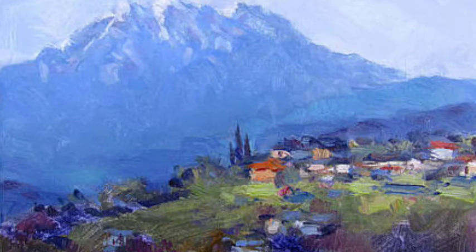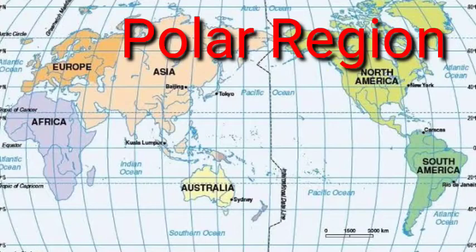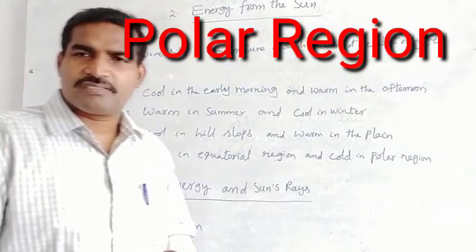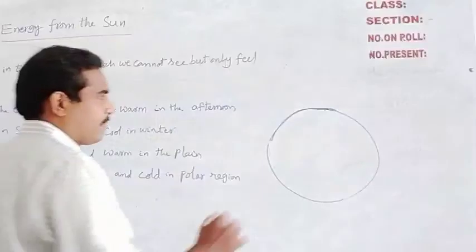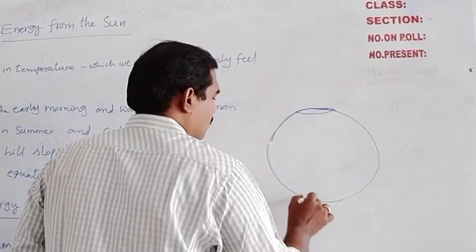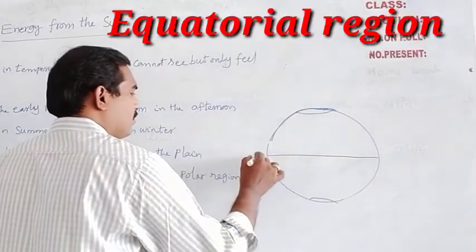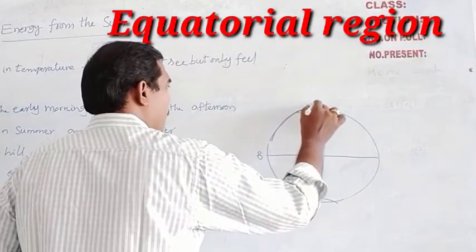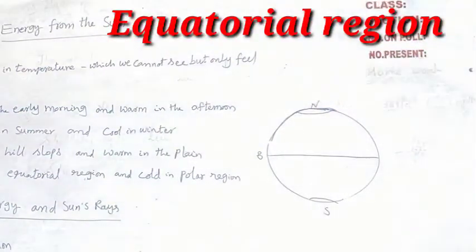Cool in hill slopes and warm in the plain areas, warm in the equatorial region, and similarly very cold in the polar region. So why is this happening? Why are the differences there? Polar zones, equatorial zone at 0 degree, North Pole and South Pole.